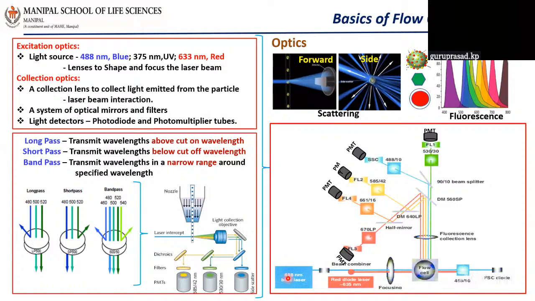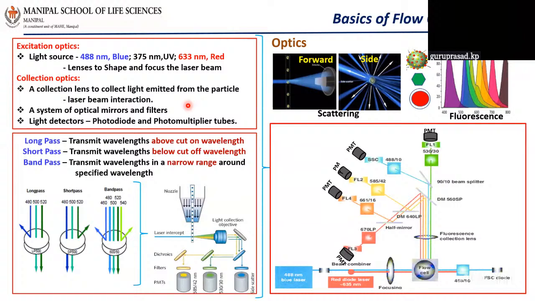One is a blue laser and another one is a red laser. So the laser sources are producing laser light. The blue laser produces 488 nanometer light, whereas the red laser produces 633 nanometer light. And in the machine, there are collection optics.